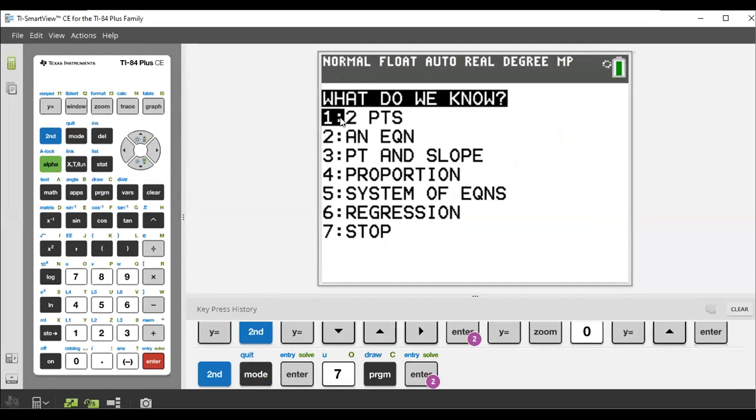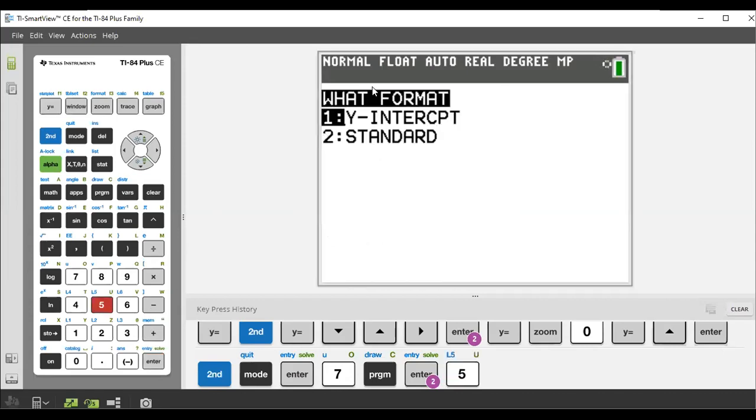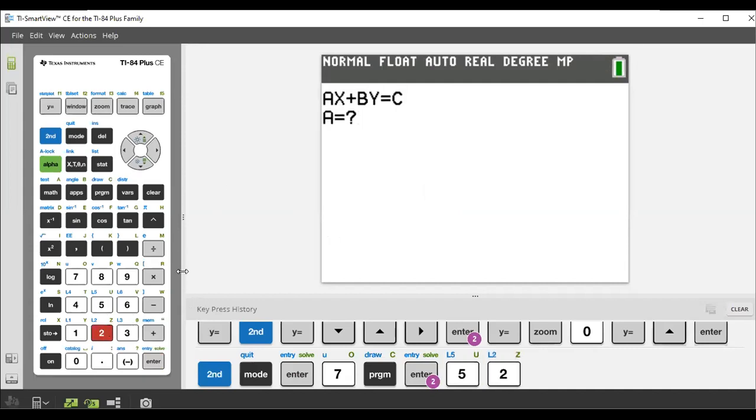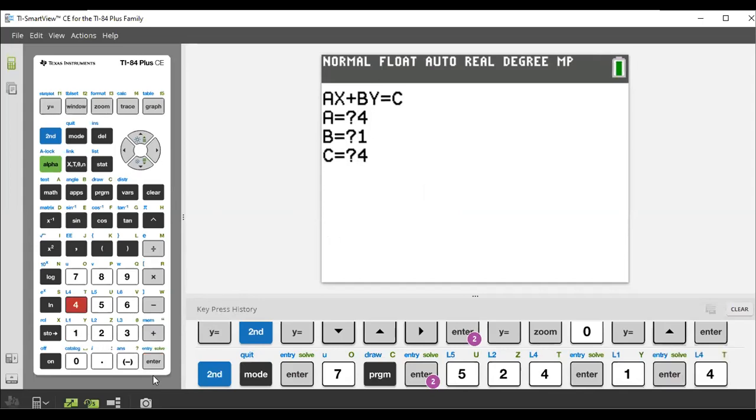I've done some videos where we use option 1. I've also done a video where we use option 6. Now the option that I'm going to be using is option 5, system of equations. So I put a 5 here, and then it's going to ask what format the linear equations were given in. We were given the standard format, so I would choose option 2, and then I would just enter the coefficients. So it would be 4, and then 1, and then 4 again for the C value.